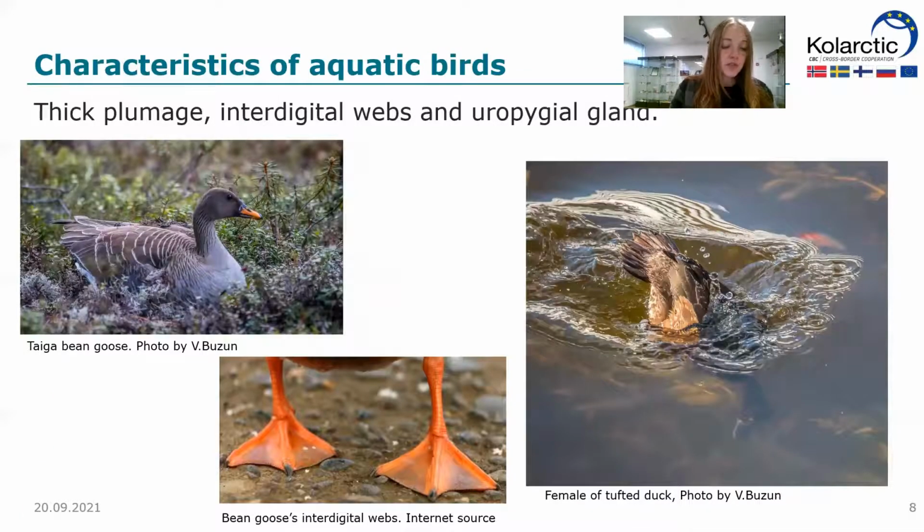Characteristics of aquatic birds. Thick plumage is necessary for heat preservation. The interdigital webs are very important for birds as they help birds accelerate quickly before taking off. This gives them the ability to quickly escape from predators. And the uropygial glands form a special substance that birds apply to their feathers. This prevents the plumage from getting wet.